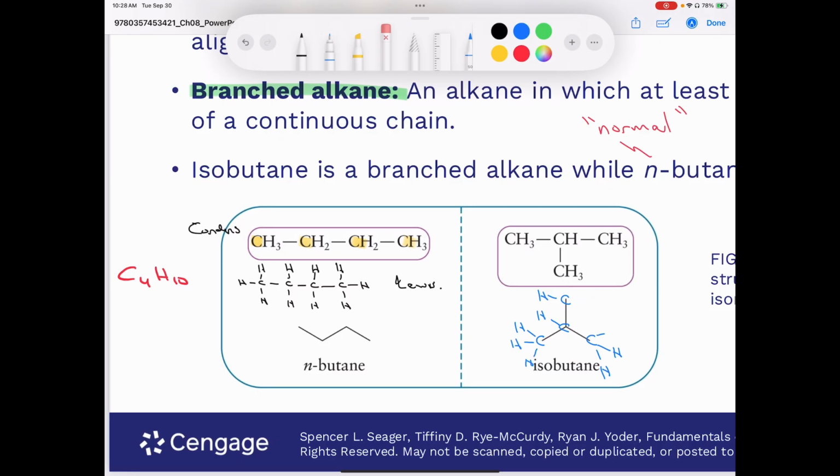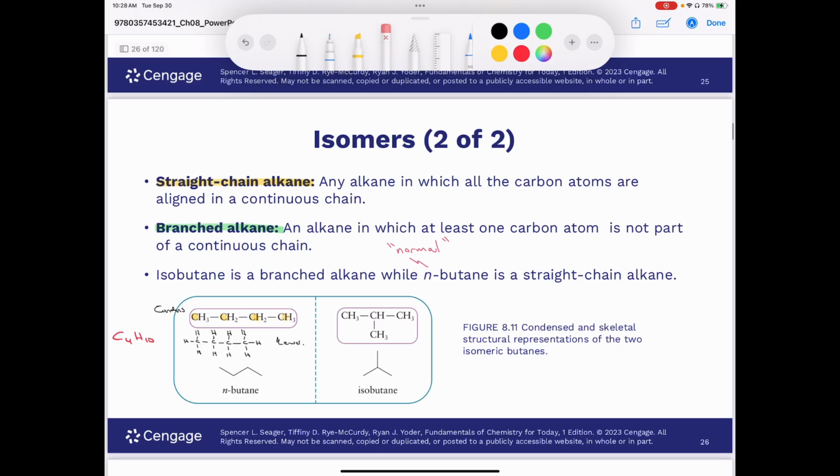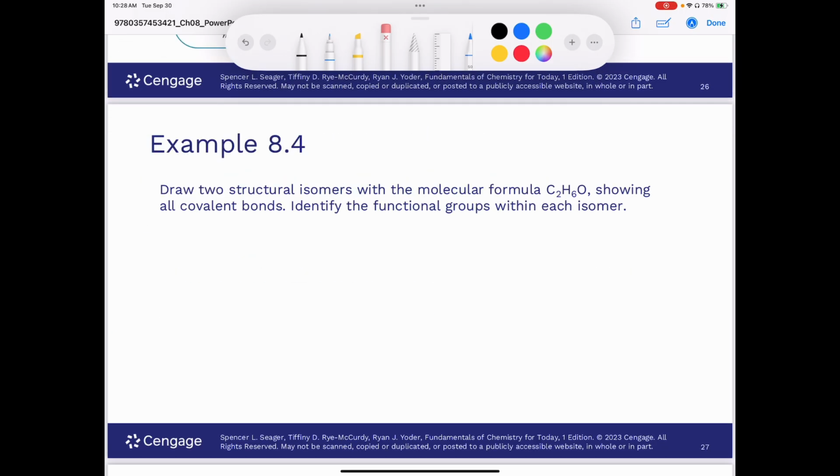All right, I'm going to erase all these carbons and hydrogens so we can see it more clearly. And again, you should be able to draw a condensed structure or a bond line or skeletal structure like is shown here on this slide. And so let's address that question that I brought up earlier on in this video. Draw two structural isomers with the molecular formula C2H6O, showing all covalent bonds. Identify the functional groups within each isomer.